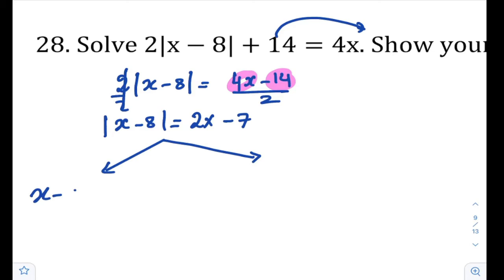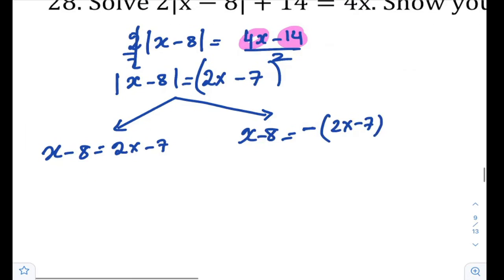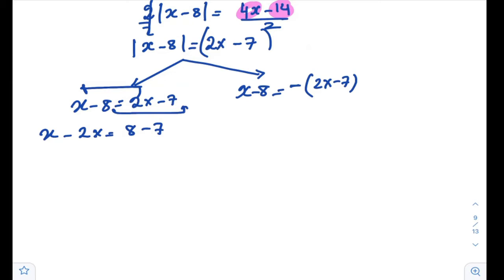Case 1, copy everything without changing. Case 2, the expression inside is equal to the negative of the other side. Remember when it was, for example, 10, you use 10 once and negative 10 once. In this case, we will use the expression in the same way, and we will solve the equations. Combine like terms. x minus 2x is negative x, 8 minus 7 is 1. Divide both sides by negative 1, so x is minus 1.